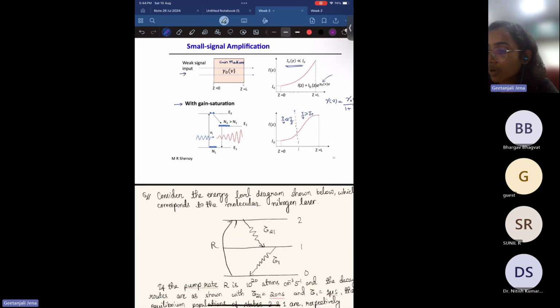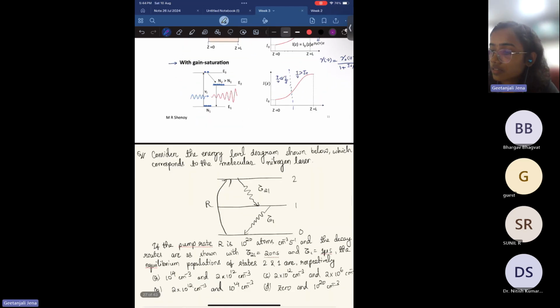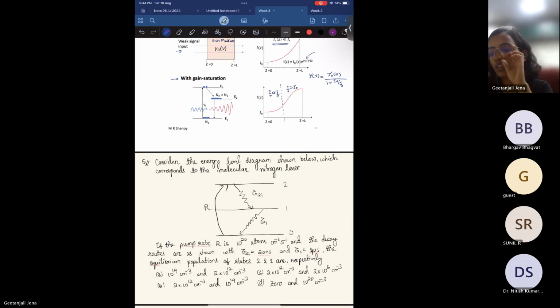Now let us discuss a few problems based on this rate equation. The first problem is: consider the energy level diagram shown below, which corresponds to the molecular nitrogen laser. So we have a nitrogen laser. If you see the diagram, it is a 3-level system. Now in this system, the pump rate R is 10 to the 20 atoms per centimeter cubed per second, and the decay rates are as shown, with tau 21 being 20 nanoseconds and tau 1 being 1 microsecond.